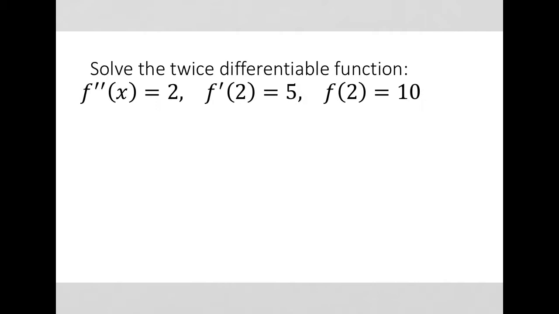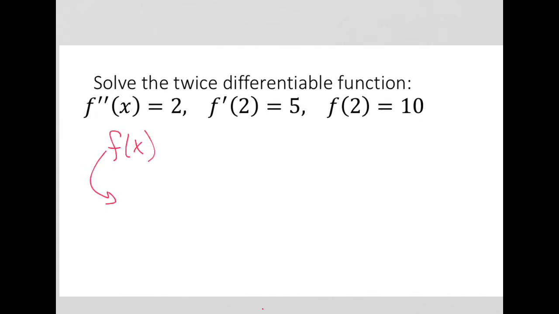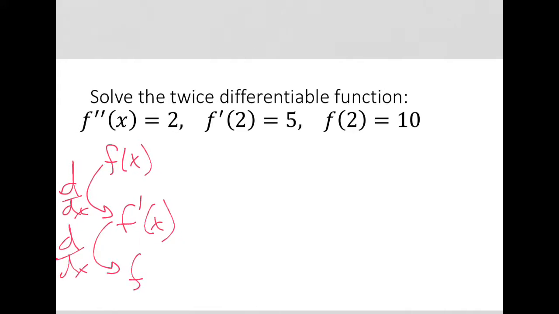I give you a second derivative, I give you a point on the first derivative, and I give you a point on the original function. So let's remember how this works real quick. If I have f of x and I take the derivative of f, I get f prime of x. If I take the derivative of that, I'm going to get f double prime of x, the second derivative.